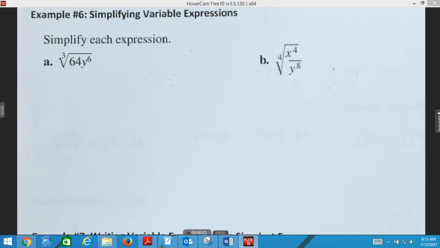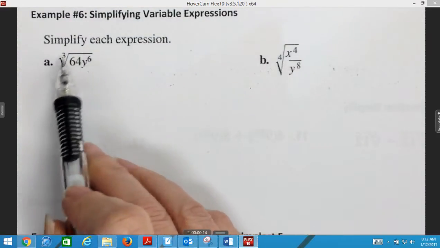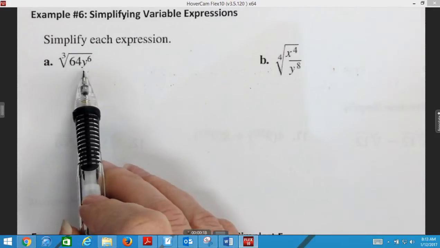We are going to simplify, and now we have radicals. We haven't done this stuff with radicals yet, so it's the same stuff we've been doing, just with some variables. I said radicals, I meant variables in it too. I'm going to highly suggest when we do simplifying, and we've got numbers and variables, that we separate them.